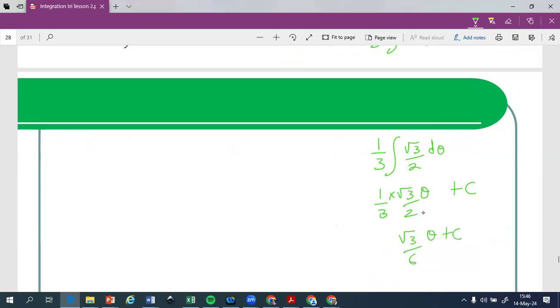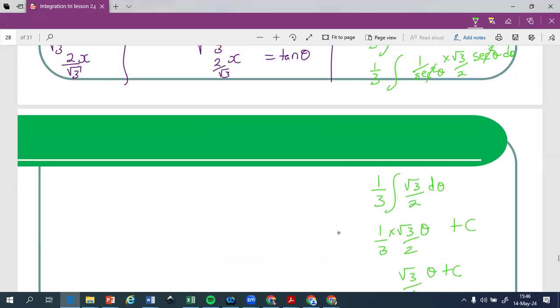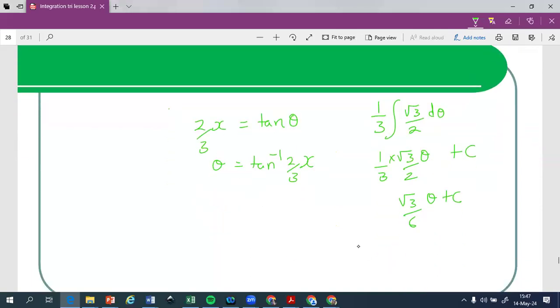So your task is to put in what your theta is. When you remember from this point here, we had 2 out of 3x is equal to tan of theta. So to get my theta, I'll get the inverse. So my theta will be equal to tan inverse of 2 out of 3x. So I'll come here and I say this is root of 3 out of 6 tan inverse of 2 out of 3x plus constant.